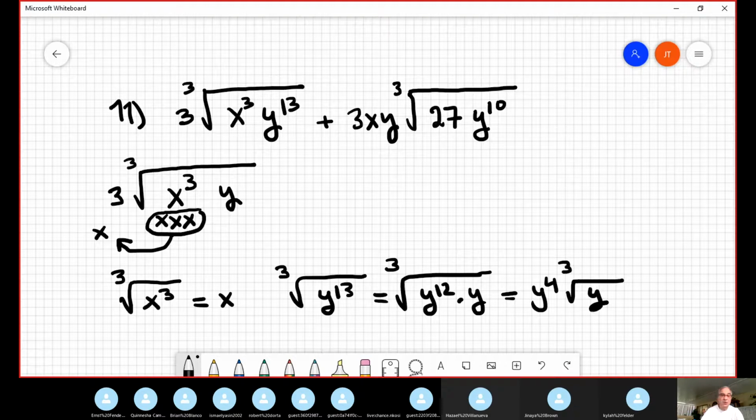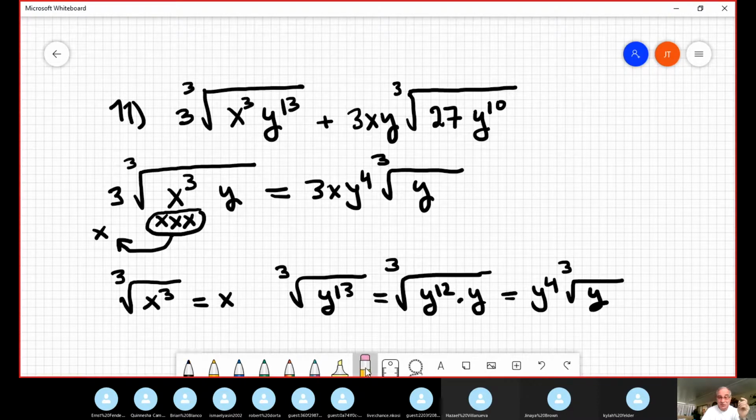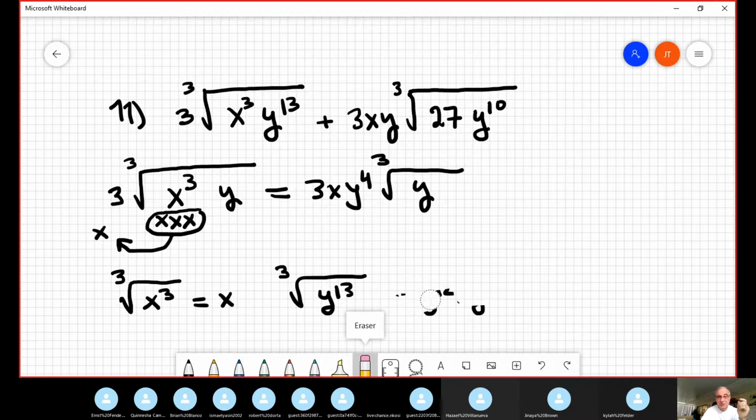Pues entonces, what is the conclusion? The conclusion is the first guy is 3, the same 3 at the beginning, 1x, y to the 4, and cubic root y. This is the answer of the first radical, no? The answer for the first radical. The answer for the second.